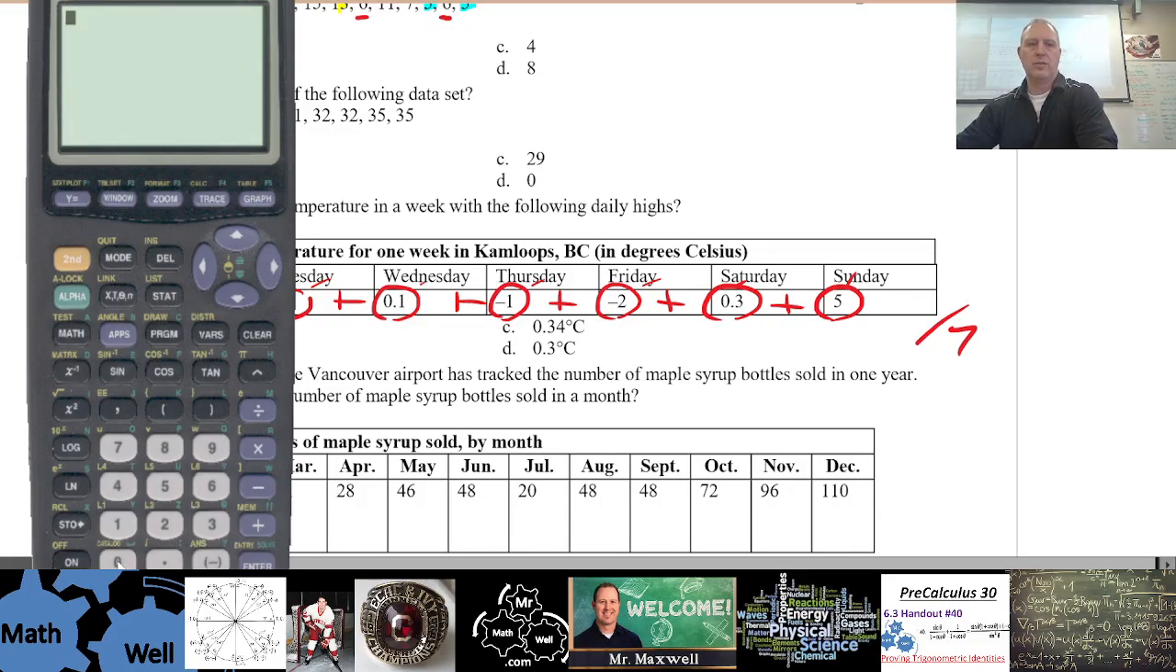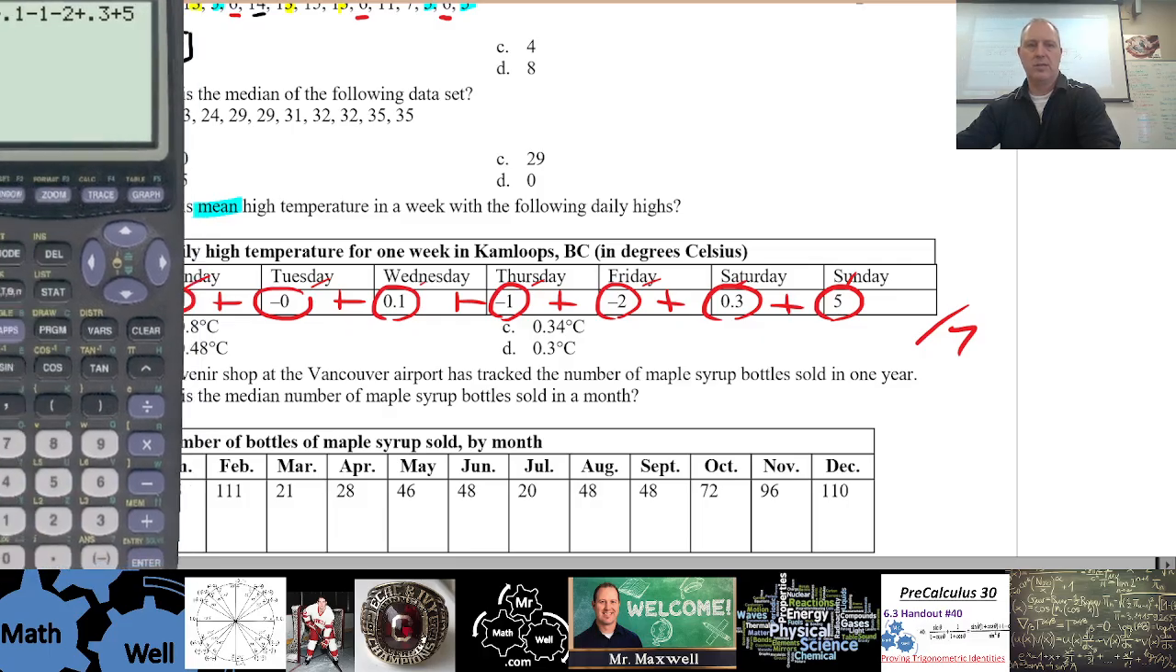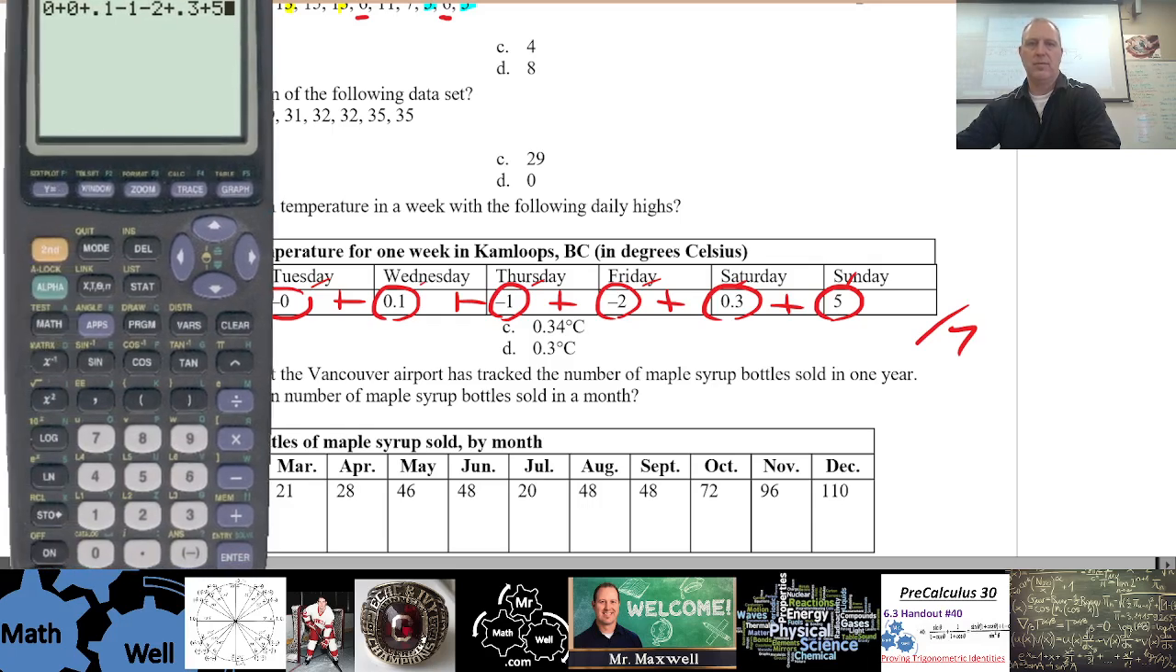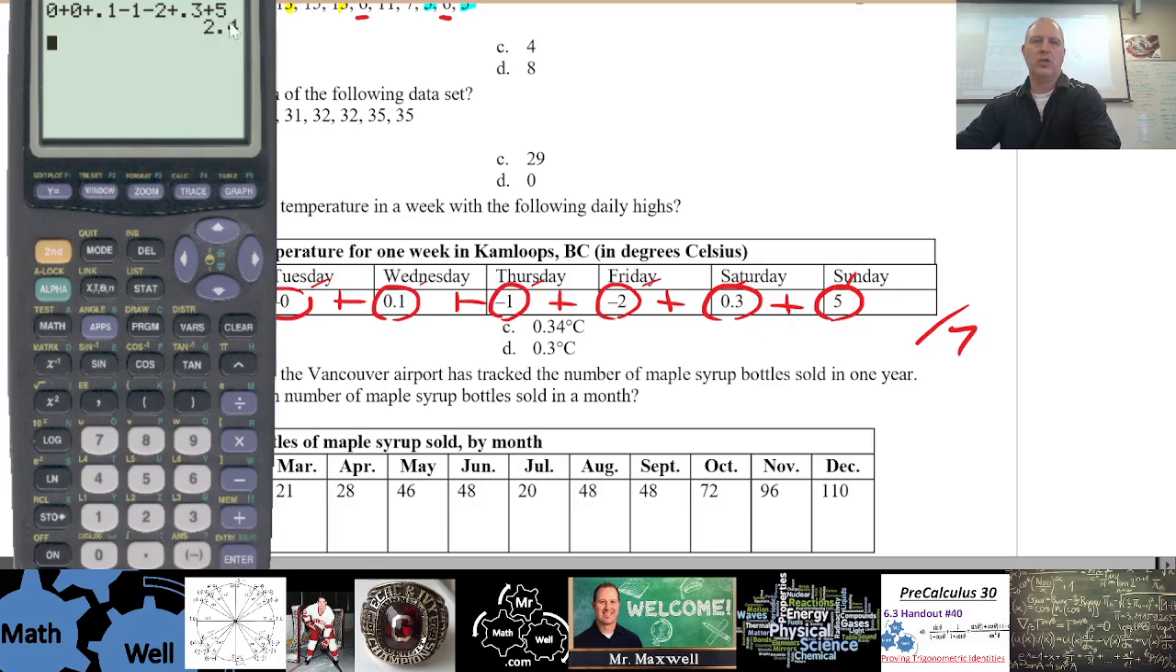Okay, so the first two are zeros. So 0 plus 0. Then I have plus 0.1. Plus, oh, this is a -1. So you could do -1. And then -2, because you're adding a -2. And then plus 0.3 and plus 5. Okay, so does that look like the right list? 0, 0, plus 0.1, -1, -2, plus 0.3, plus 5. Okay, so if we add up all those, we get 2.4, which is not the median because we have to divide by the number of numbers.